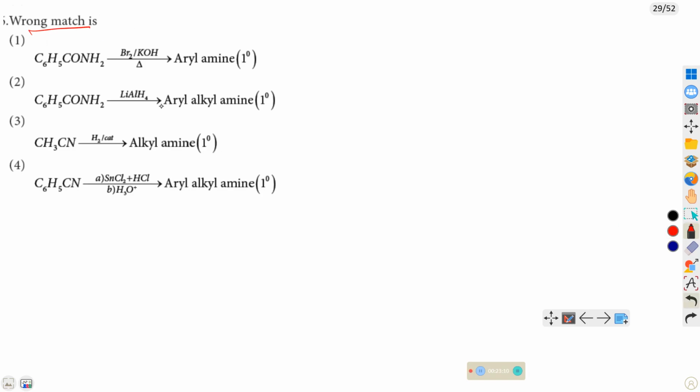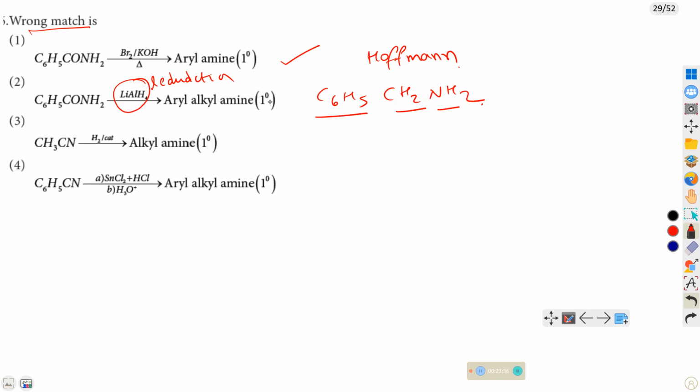Match. Yes, first one is correct because this is Hoffmann bromamide degradation. Hoffmann bromamide degradation gives aryl amine. C6H5CONH2 undergoes reduction with LiAlH4, then it gives C6H5CH2NH2 as a product. Alkyl, aryl, amine. Correct.